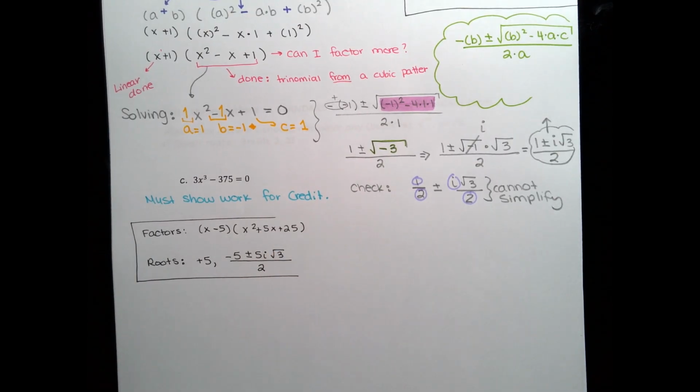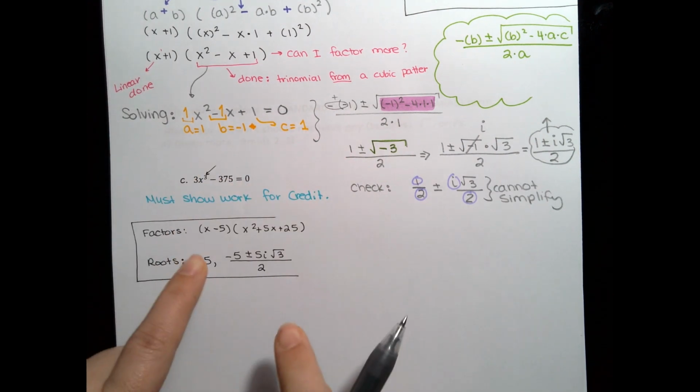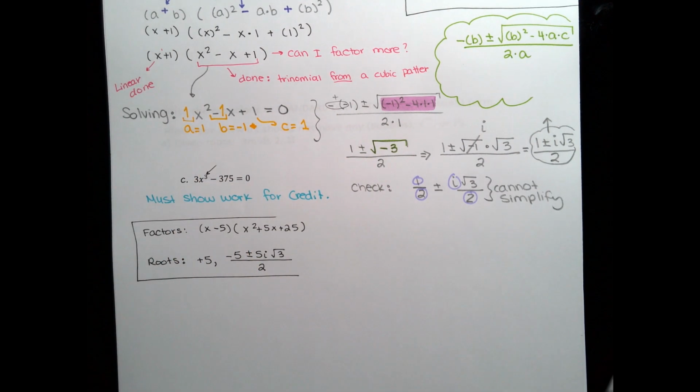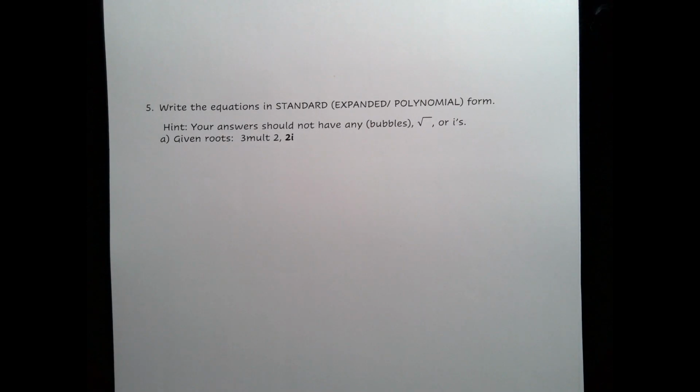Okay, so our exponent is 3 here. So I should have 3 roots. 1, 2, 3, because plus and then minus. Okay, moving on. D.